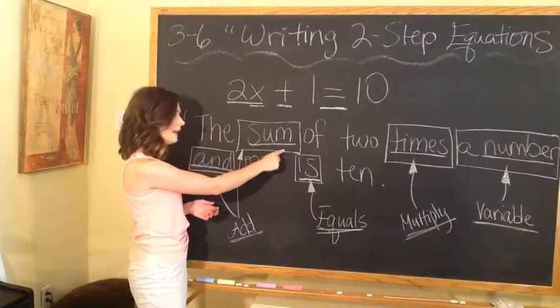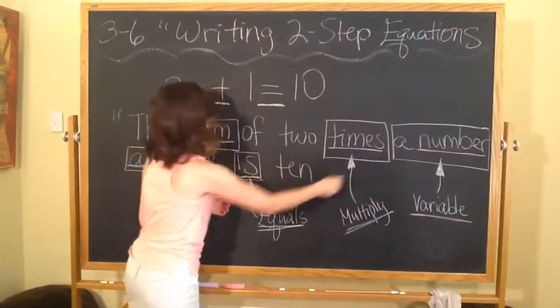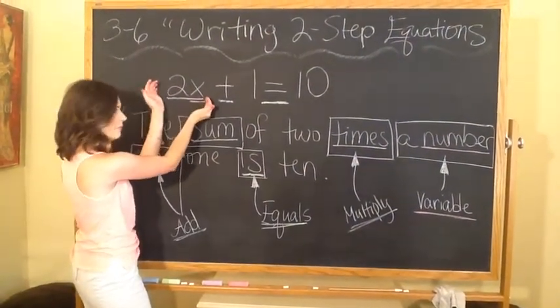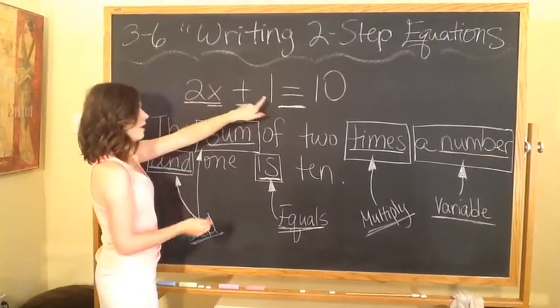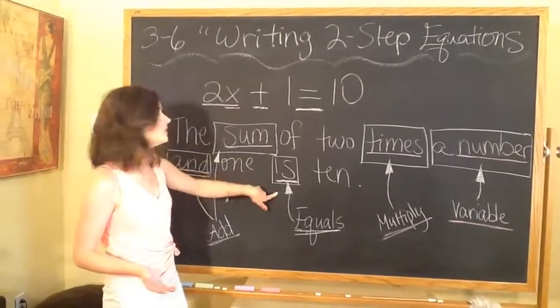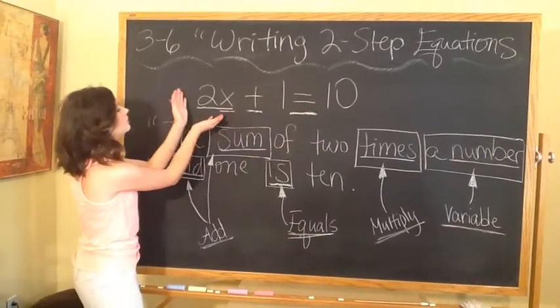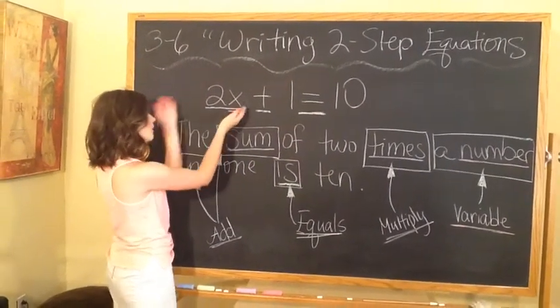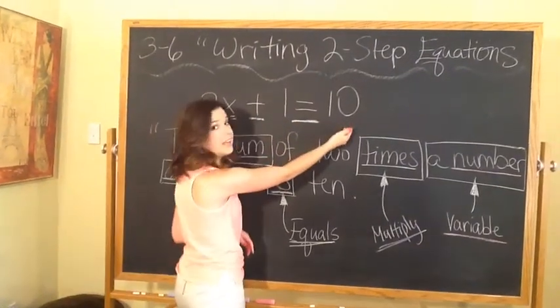Now what are we adding? So the sum of 2 times a number, so here's 2 times a number, and 1. So 2 times a number and 1. Is always means equals, so equals 10. So equals 10. So this is the sum of 2 times a number and 1 is 10.